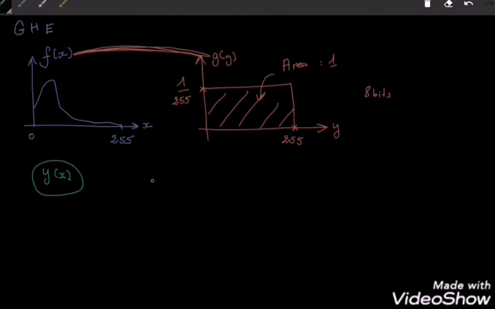That's it. So we want to find a mapping function of the values of the original image, which are denoted x, and this function will map the values of x to a new value that we shall call y. This is what we want to find, this transform actually. And this transform shall be denoted y of x.